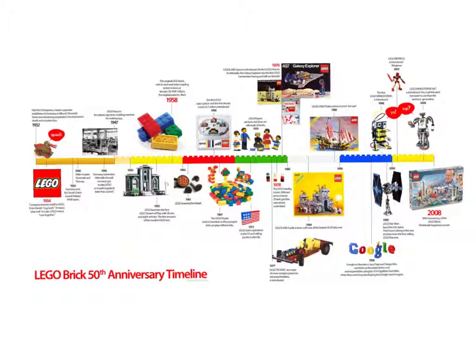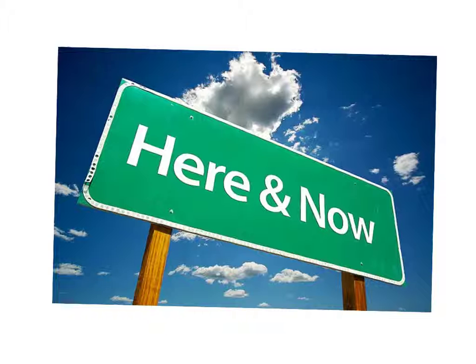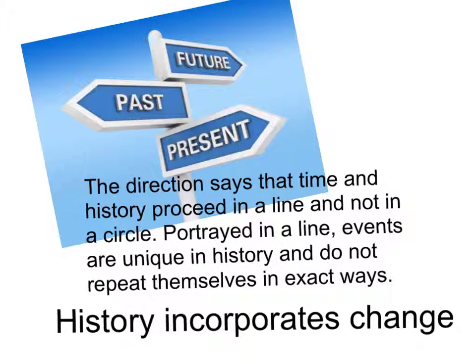think about time. We link units of time with events. We make a sequence that suggests a past, present, and future. The direction says that time and history proceed in a line and not in a circle. Portrayed in a line, events are unique in history and do not repeat themselves in the exact same ways. History incorporates change.